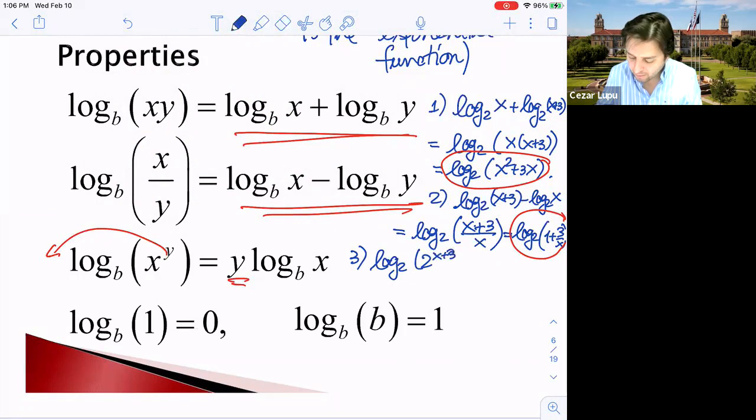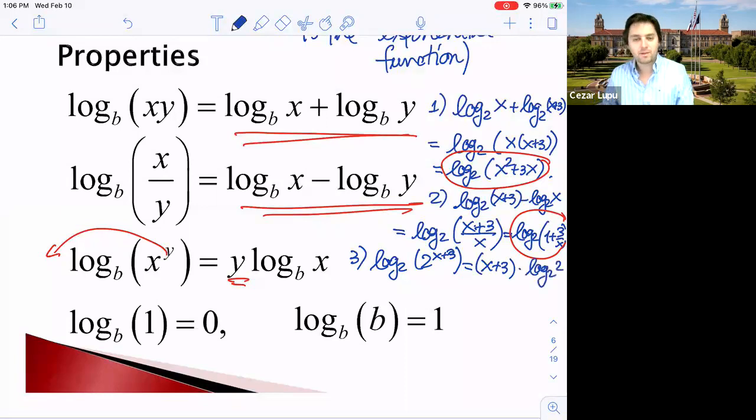So this is 3 here. As you can see, the power is x plus 3. So in our case, y will be x plus 3, so it will go outside the logarithm. So it will be x plus 3 times log in base 2 of 2.